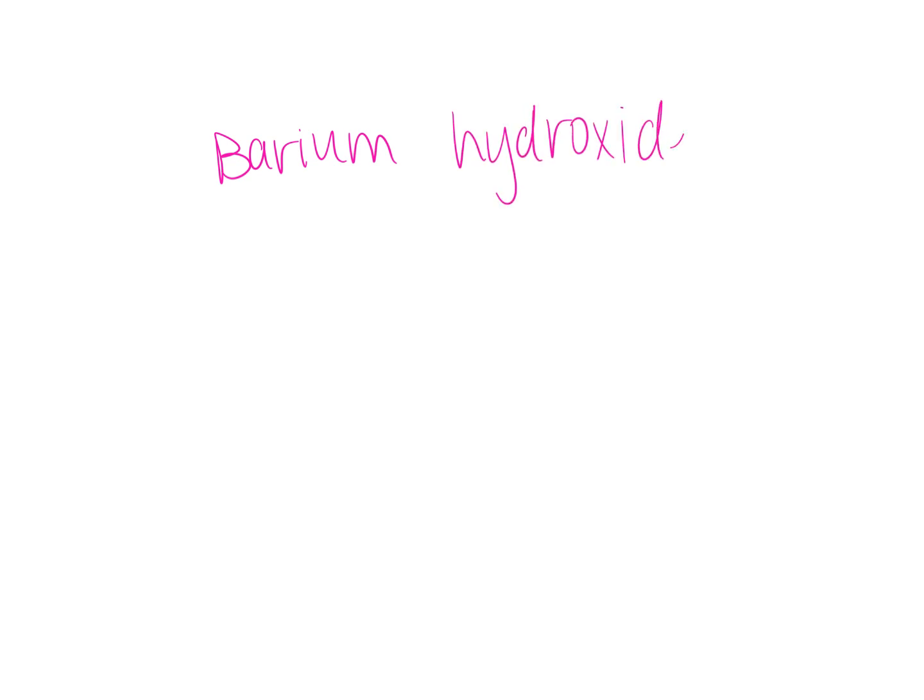Let's try barium hydroxide. Barium is Ba. It's in group 2, so it's a plus 2. Hydroxide is OH, and it's going to come from the box. OH minus 1.